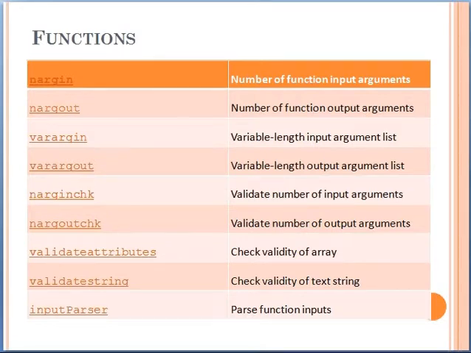Here are some functions used in the input-output. First is nargin, that is the number of function input arguments. For the input arguments we use nargin, and for the output we use nargout, that is narg for argument and out for output. For the variable length input argument list we use the function name varargin. And similarly there are a number of functions used.